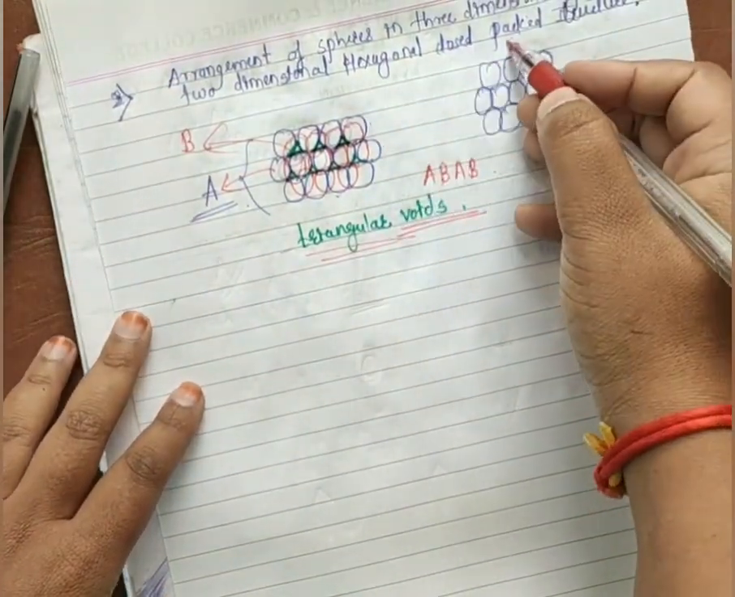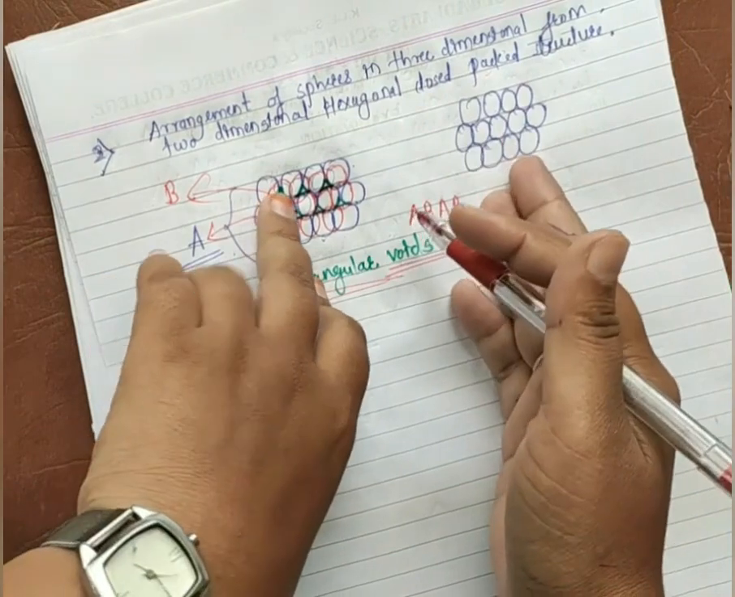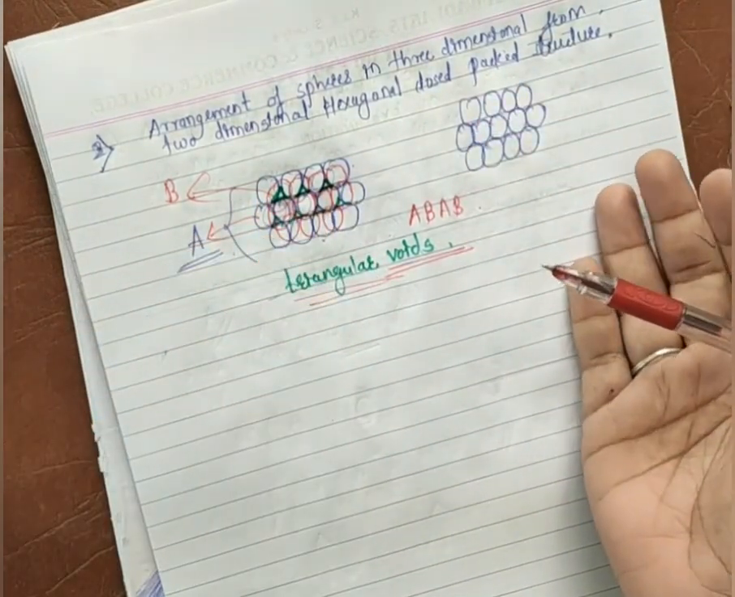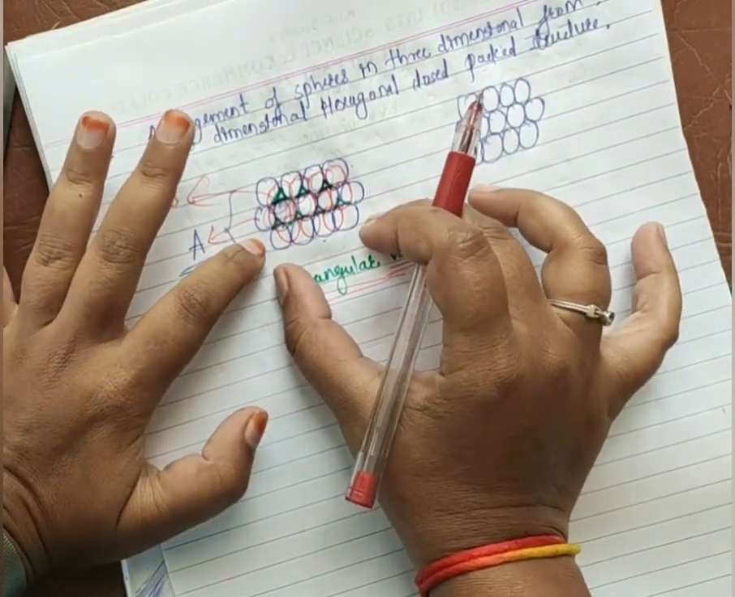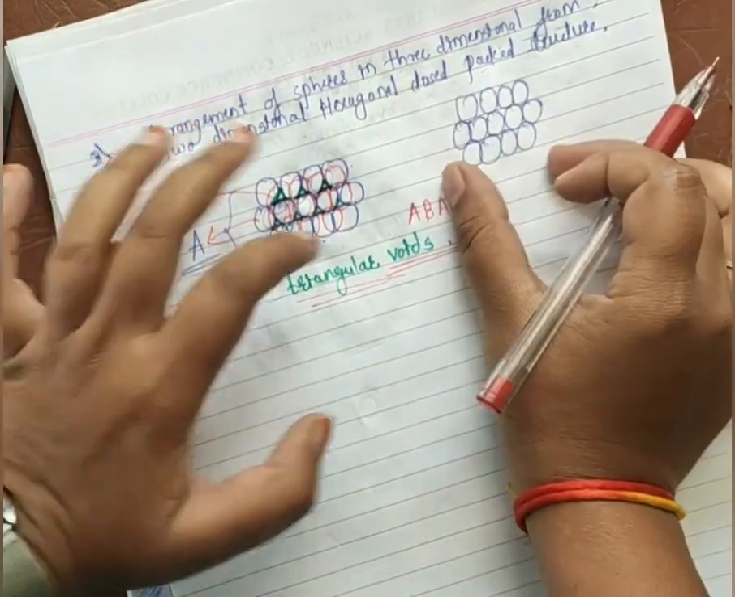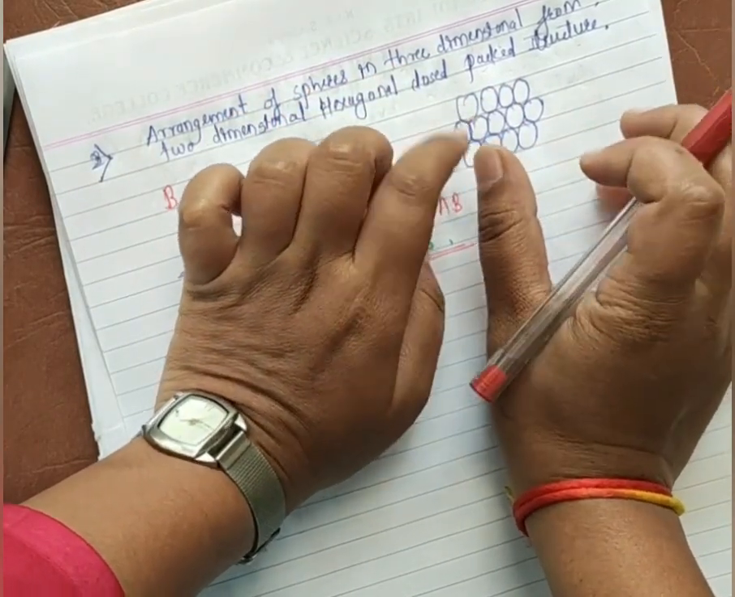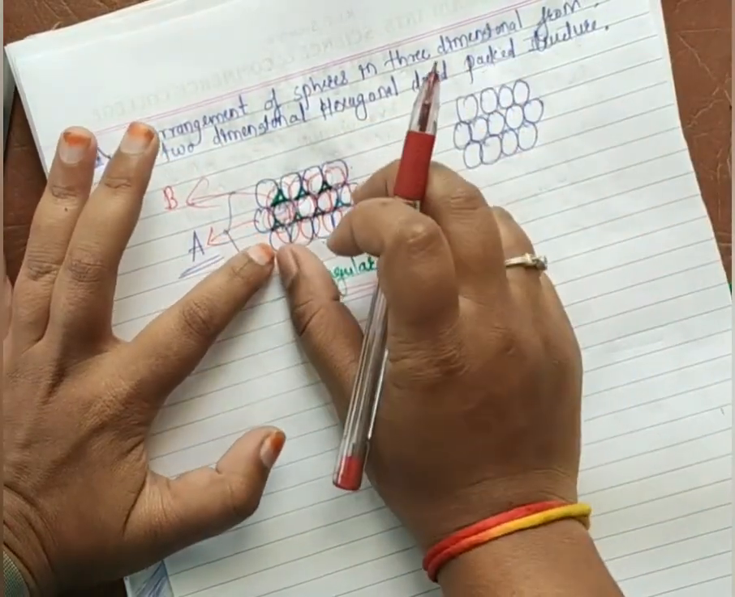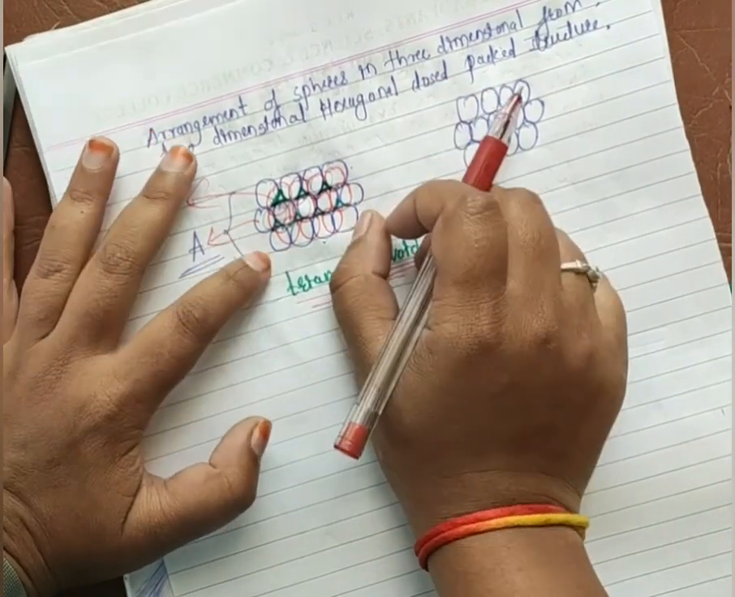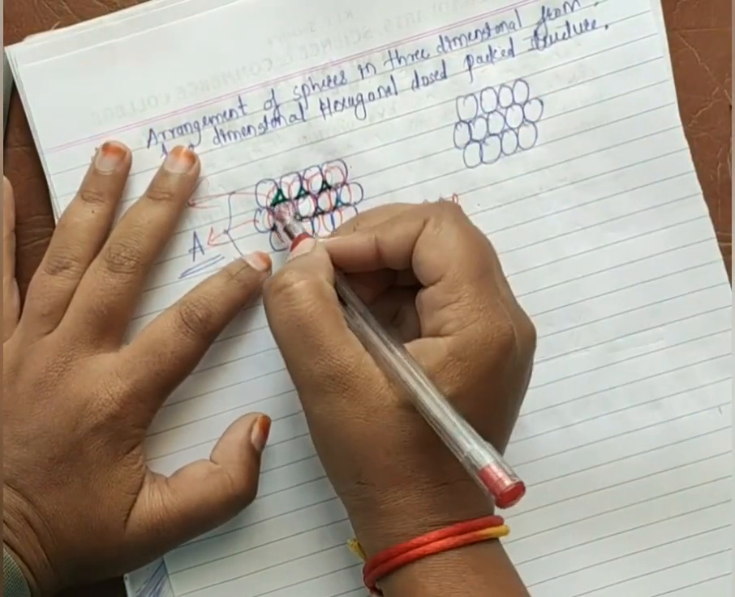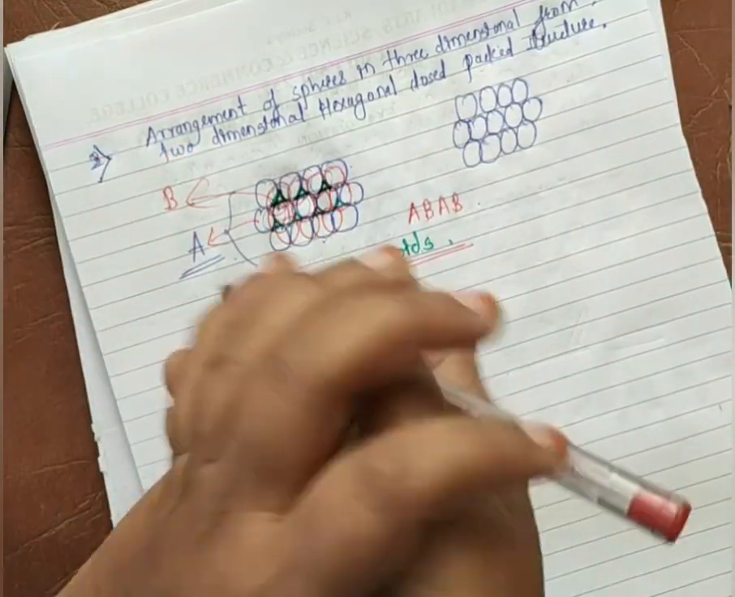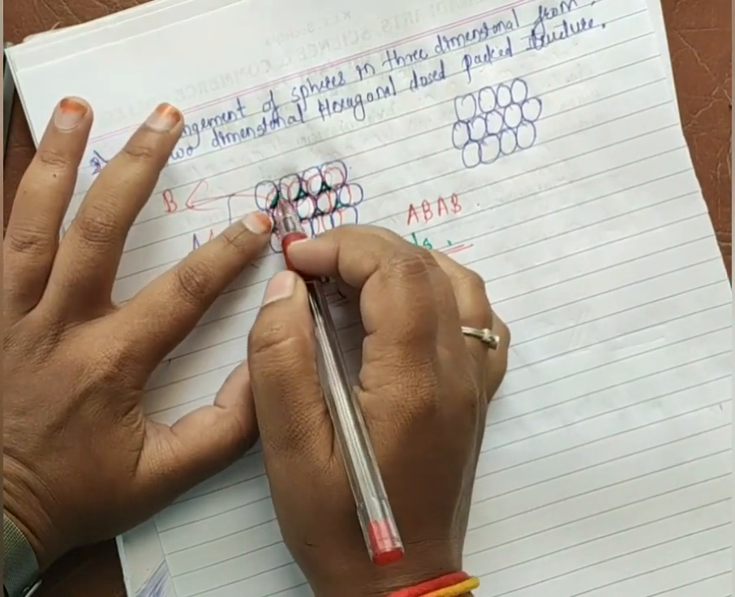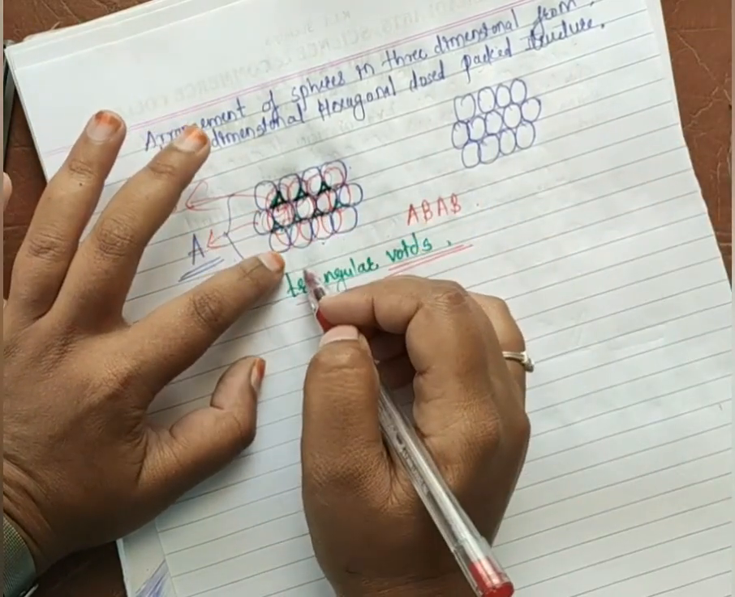But in the case of the arrangement of spheres in three dimensions from the two-dimensional hexagonal close packed structure, you have to take the first layer of hexagonal close packed structure, where the second layer will be present above the first layer in a staggered manner. And there is a presence of triangular voids. The empty spaces present in a hexagonal close packed structure are nothing but voids, and they are present in a triangular shape.